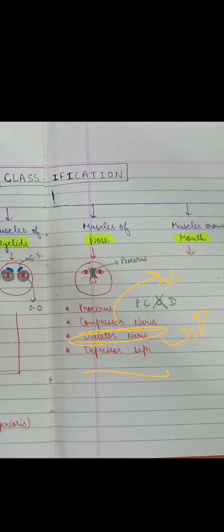Now, I want to mention and specifically talk about the two muscles, corrugator supercilii and procerus.